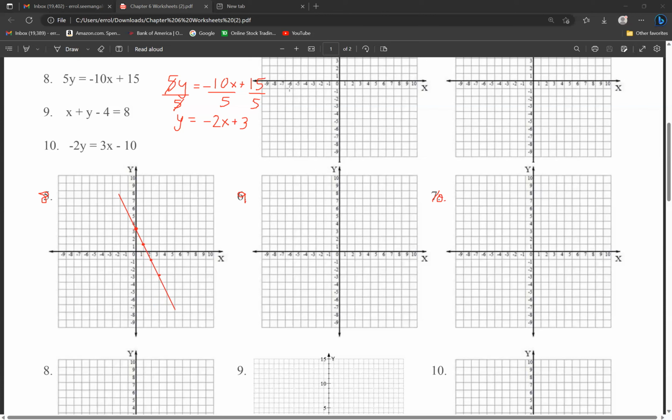All right, 9. What's 9 in the right form? Y equals 4x... let's see here. So you're going to subtract x on both sides, and you're going to add 4 on both sides. So that'll cancel and that'll cancel. But make sure you subtract x here and add 4 here.